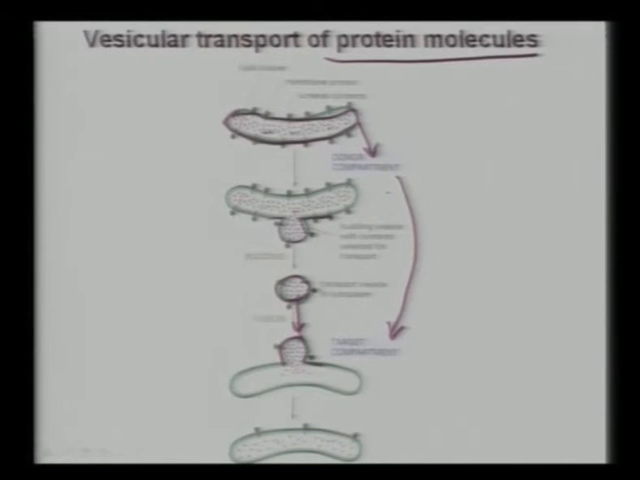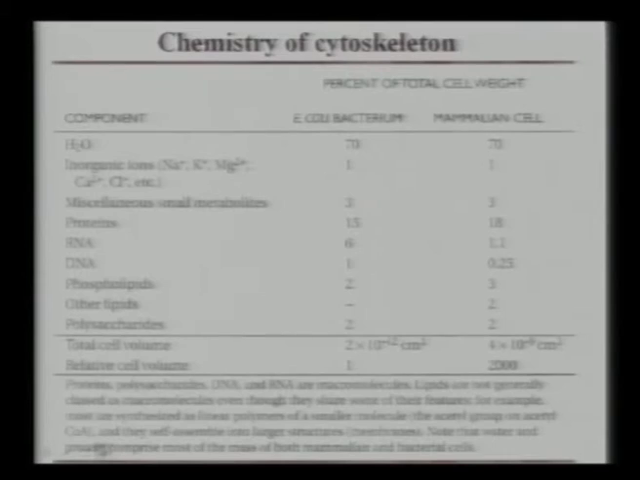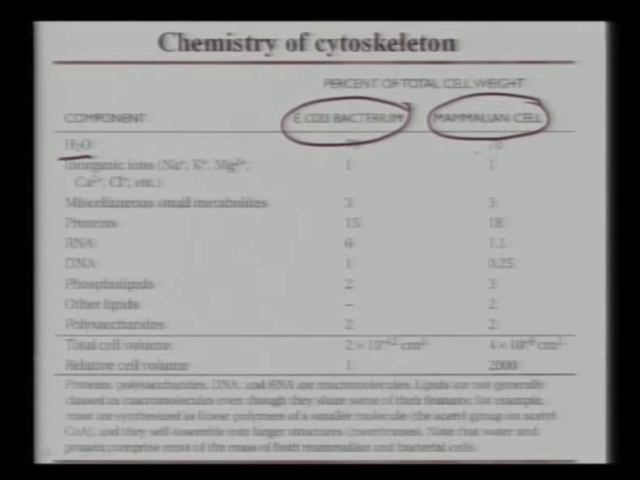Donor can be one cell type, target can be another cell type. So from the protein of one cell to the protein of another cell, that is possible biologically. Now what is the chemistry of the cytoskeleton? Typically they have shown here one for mammalian cells like fibroblasts or osteoblast cells, and one is the E. coli bacterium. Now water content is around 70%.